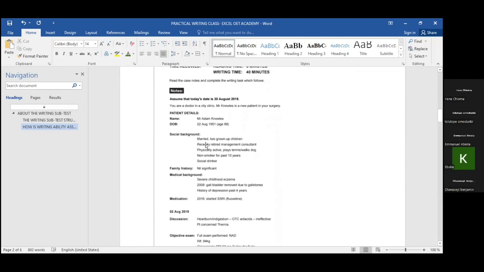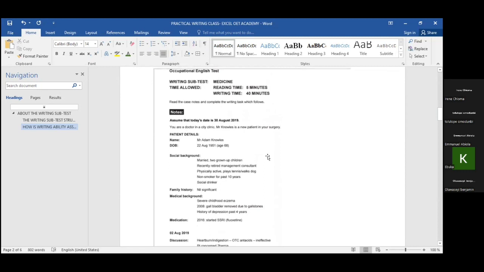Now look at this other one. Recently retired management consultant. You would have written that in the introduction, right? For example, thank you for seeing Mr. Adam Knows, a 68-year-old retired management consultant. So you might write down his introduction, but it's not important in the body of the letter. Physically active, plays tennis and work, may or may not be important, so not too important. But look at this: non-smoker for the past 10 years. Is it important?